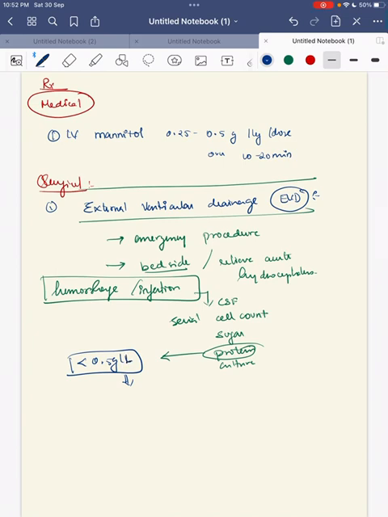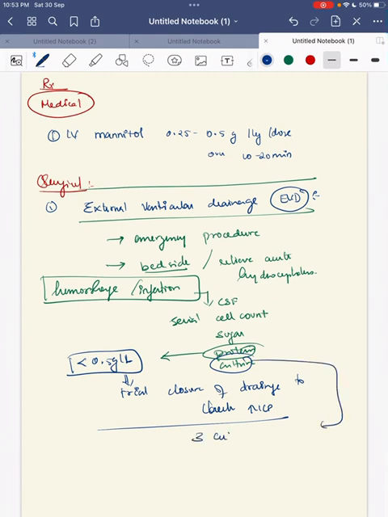Once the child gets a CSF protein of less than 0.5 gram per liter, you can do a trial closure of this EVD to check if there is any raised ICP or not. Next, in a case of infection, when 3 consecutive CSF cultures are negative, then you can plan for a permanent drainage or a permanent shunt.